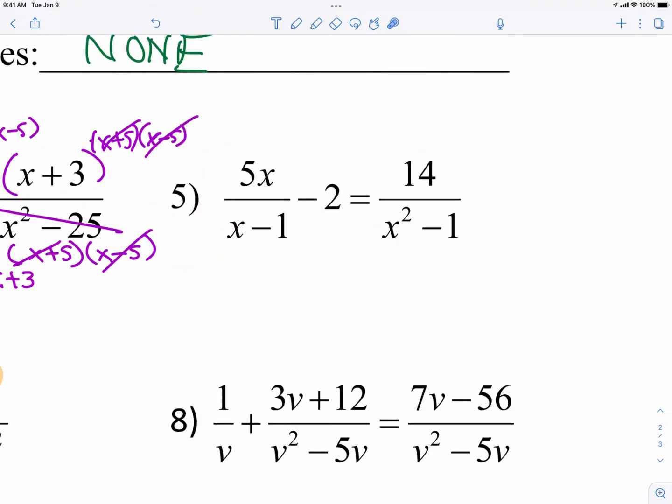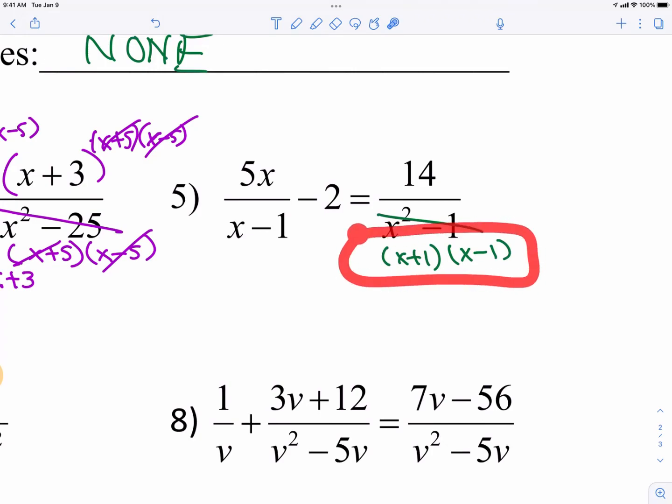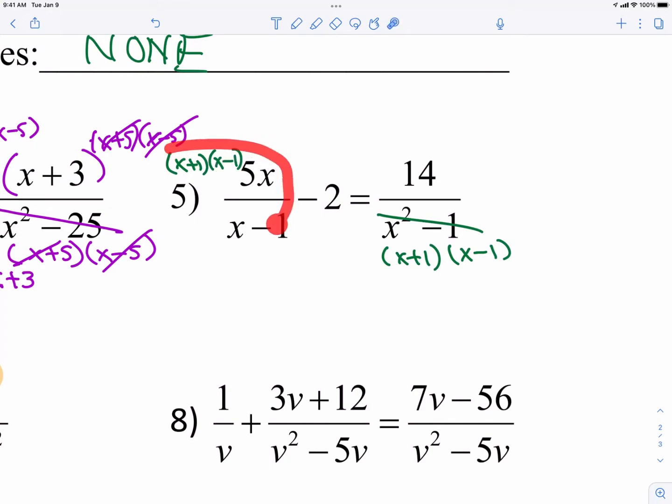All right, here's number 5. We can factor the x squared minus 1 into x plus 1 times x minus 1. And that is going to be our common denominator. So we're going to multiply each term by x plus 1, x minus 1. So x plus 1, x minus 1 multiplied by this fraction here, that will cause the x minus 1s to cancel, and then you're left with x plus 1 times 5x, and the result of that is 5x squared plus 5x.